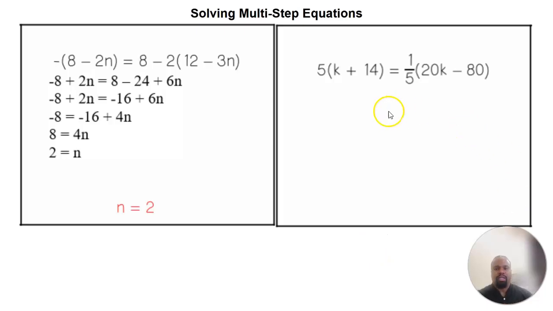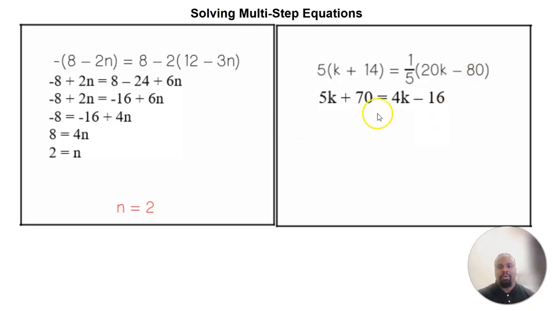All right, look at this one. We got the distributive property on both sides. We're going to do 5 times k and 5 times 14. That's going to leave you with 5k plus 70. On the right side, we're going to do 1/5 times 20k. That's 4k, because 1/5 times 20k is 20k over 5, and 20 divided by 5 is 4. That's how you get that. And then 1/5 times -80, that gives you -16.